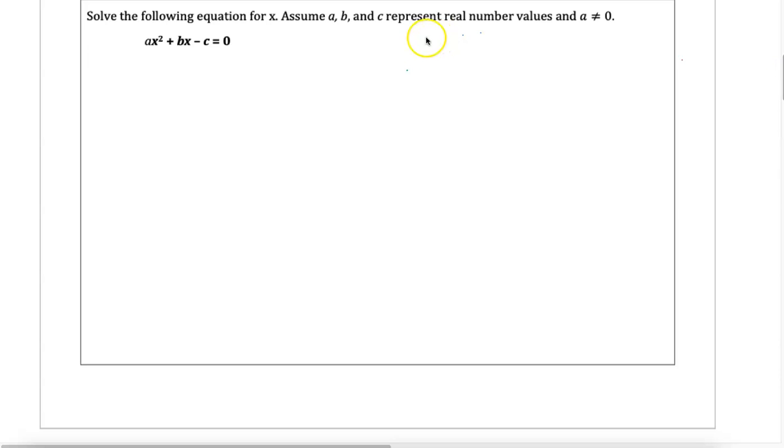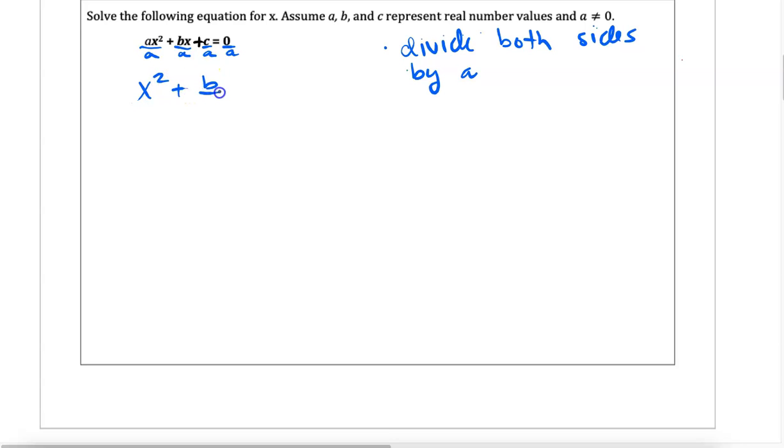So I'm going to start by dividing both sides by a. Oh, and I noticed there's a typo here. It should be ax squared plus bx plus c. So we're going to divide both sides by a. On the left side, each individual term has to get divided by a, so I'd have x squared plus b over a x plus c over a. And then 0 divided by anything is still 0. So 0 divided by a, representing some number, is just 0.